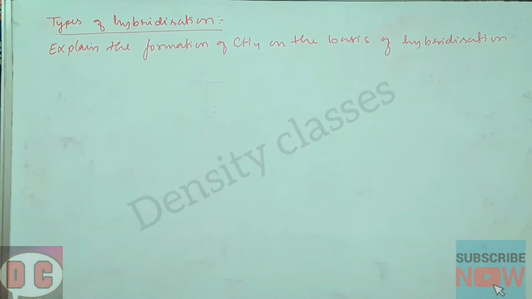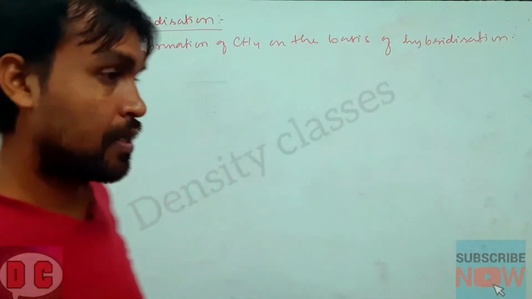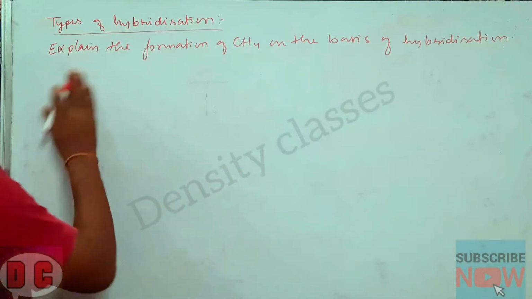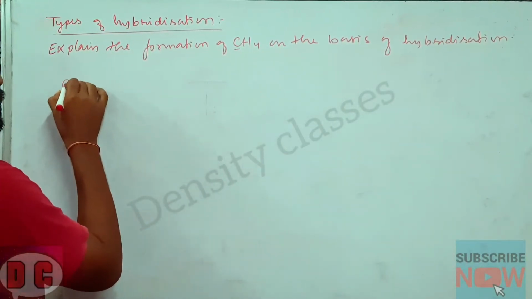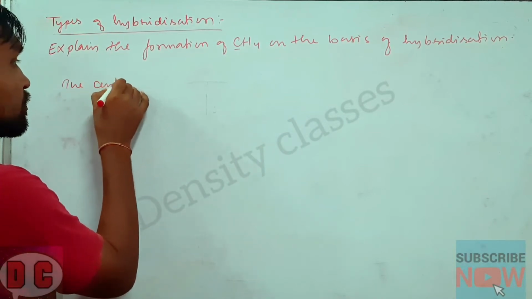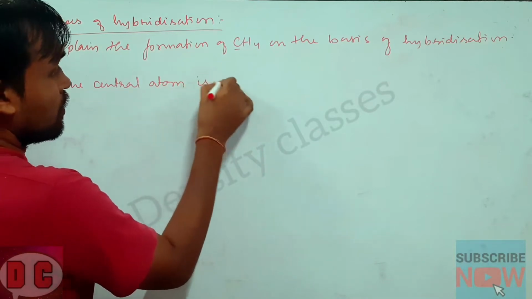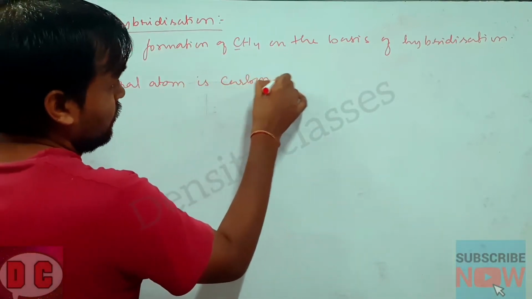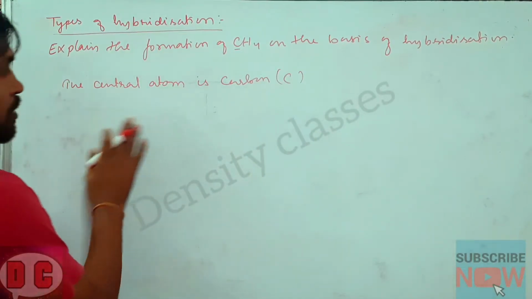So dear students, this is how the question is asked in the board exam. Explain the formation of CH4 on the basis of hybridization. First of all, we have to identify the central atom. The central atom will be carbon, C. Okay, so carbon in the ground state, we will write it.